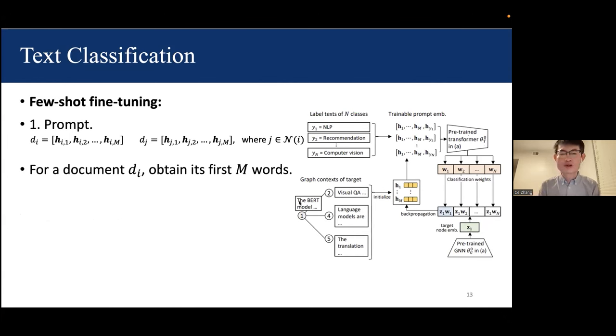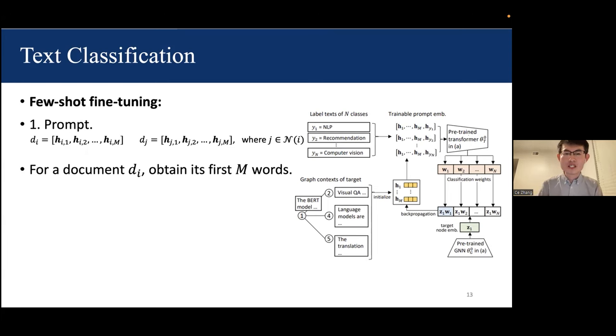So similarly, we have prompt. But the difference here is that we replace previous word prompt with learnable embedding prompt. Here, for learnable embeddings, we have M embeddings, H1 to HN. So they are learnable embedding vectors.